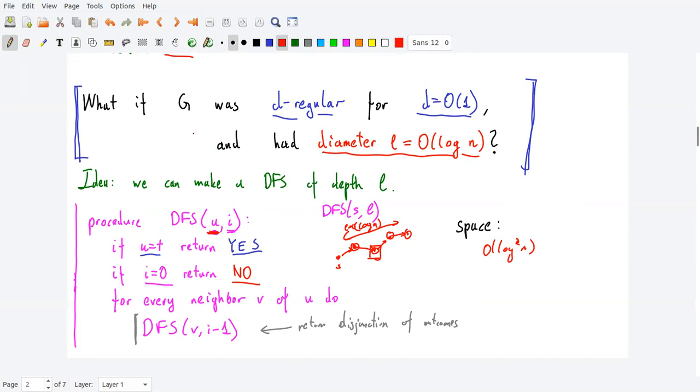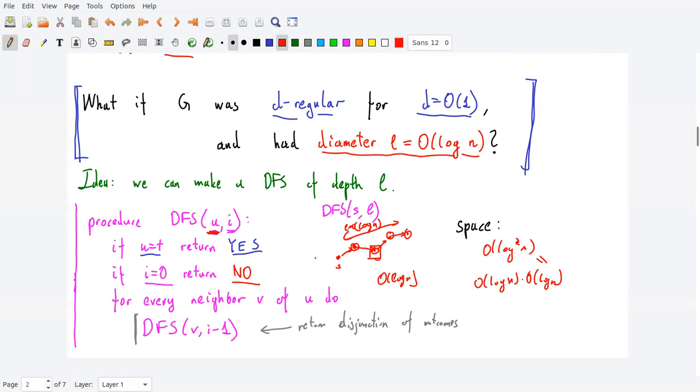In each recursive call, the internal data will have order of log n space. The total stack has size order of log n, so you get order of log n times order of log n, which is log squared n, because you have log n frames of recursive calls, each consisting of data taking log n space.